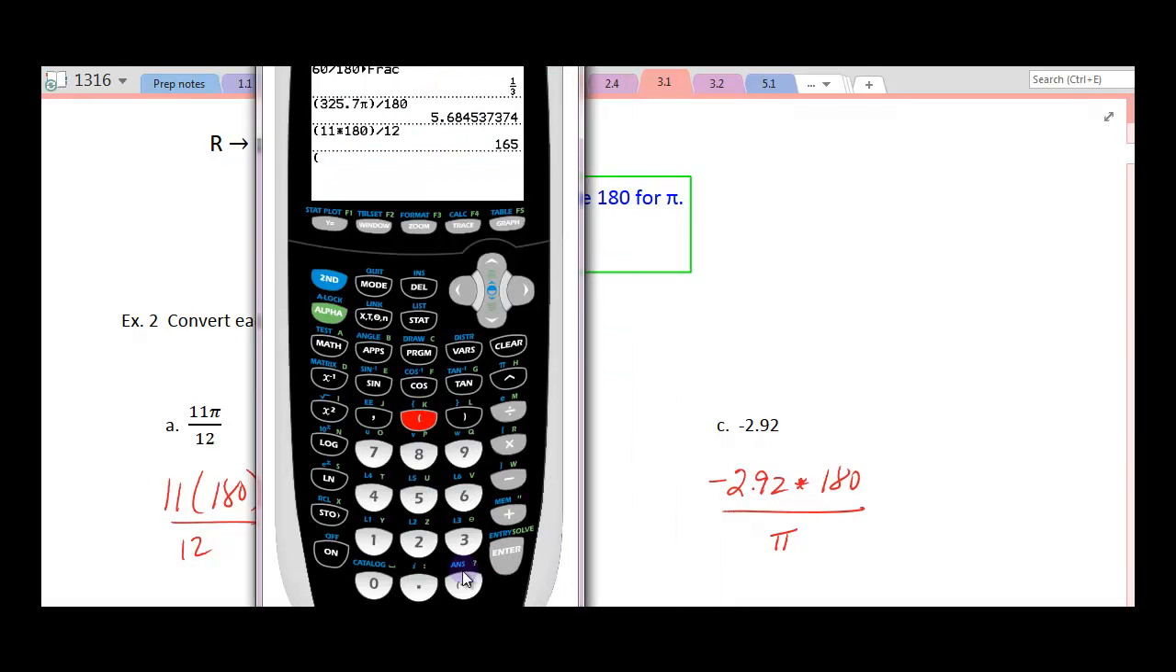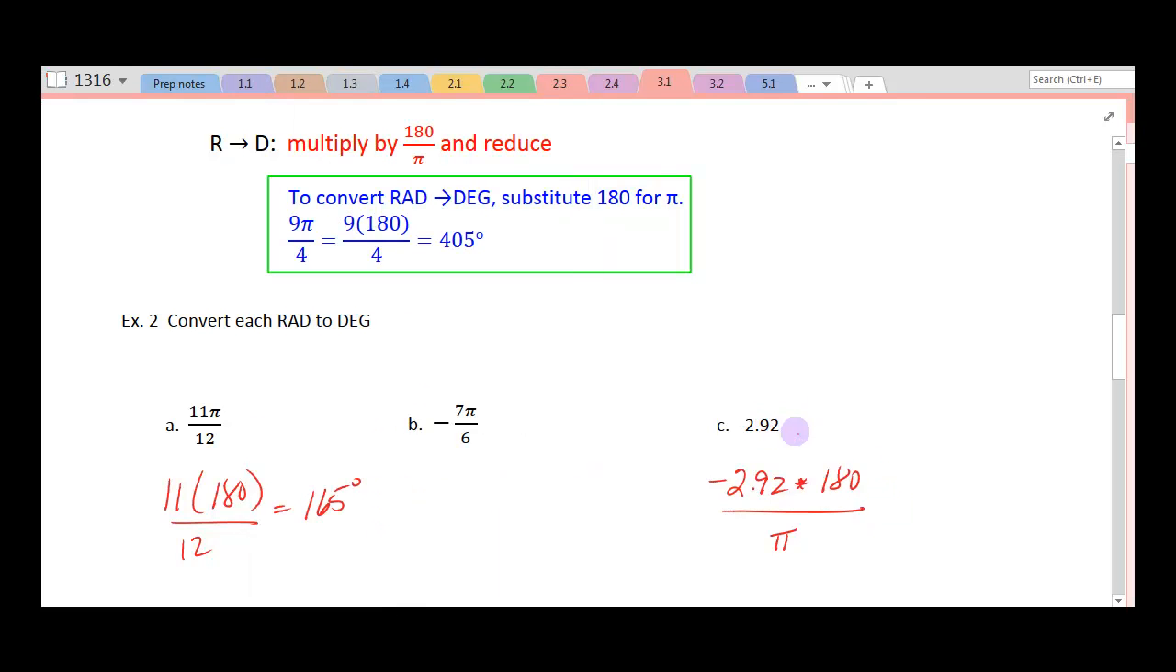In the calculator, let's go ahead and do that. So it's negative 2.92 in the numerator times 180 divided by pi, and we get negative 1.67 degrees, because remember we are converting this radian measure into degree measure. So take just a second, let's pause the video, calculate this one, and then we'll see if we get the same answer.